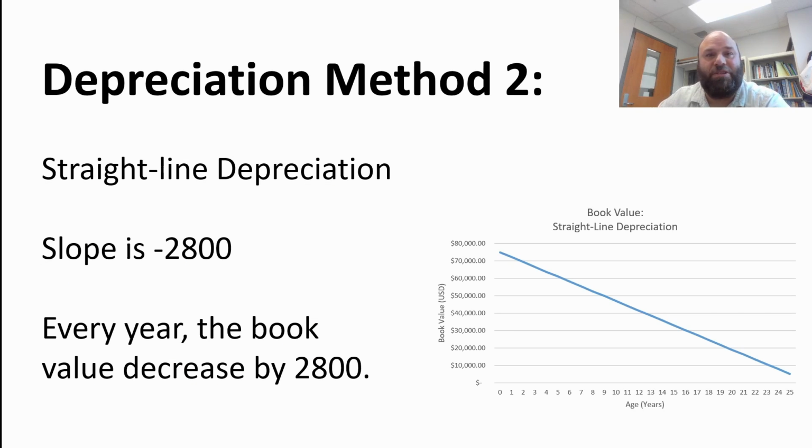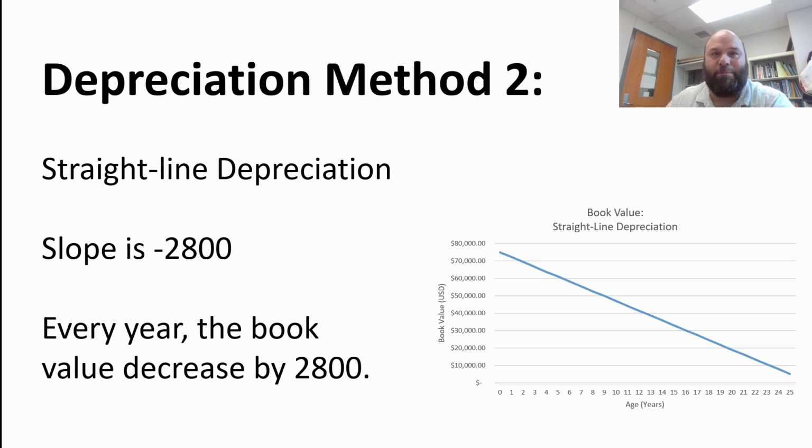So in depreciation method 2, we saw what's called straight line depreciation. The slope, the constant rate of change for the book value, was negative 2,800. What that means is every year, the book value decreases by 2,800. And you can see on this slide the graph I generated from the Excel file, which shows that the graph of the book value over the age of the machine is a straight line, hence the name straight line depreciation. And linear functions, their graphs are always straight lines, hence the word linear.